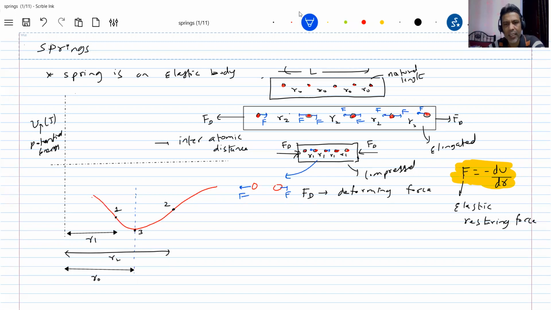It will act in such a way that it will try to increase the length. If you remove the deforming force, with the help of this elastic force it will come back to its original length. So that is one basic idea of the elastic body. Why are we showing a force like this? Because this particular graph, from the modern atomic structure, helps us study the elastic body with the help of the atoms' behavior.